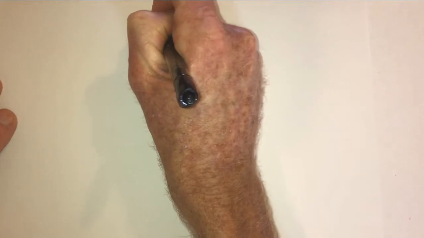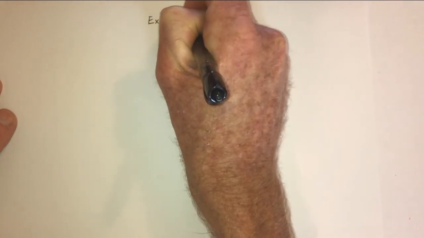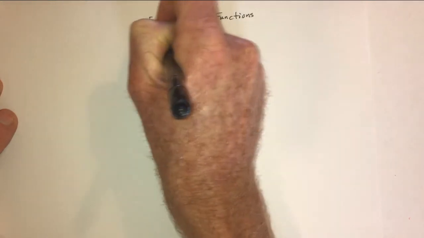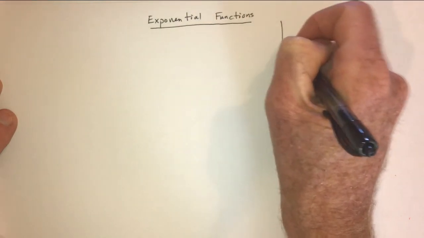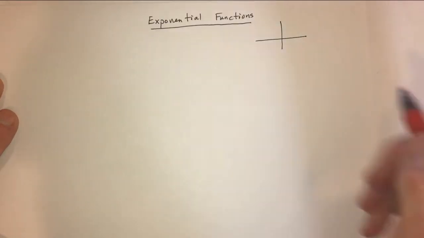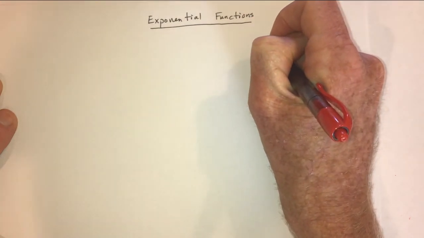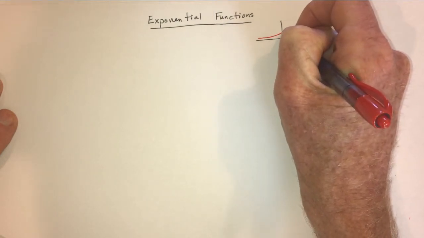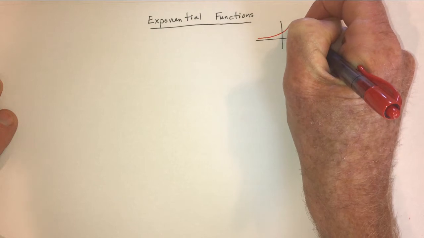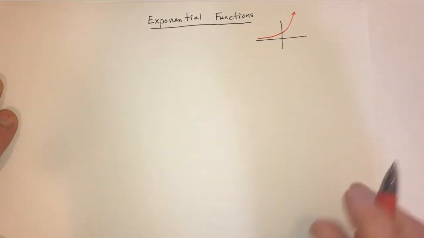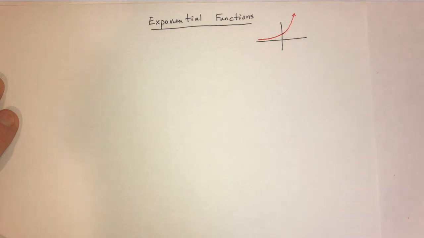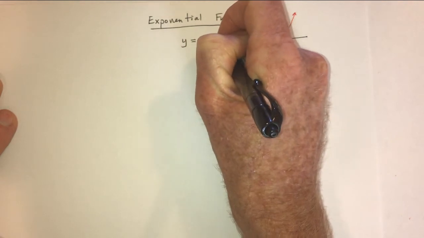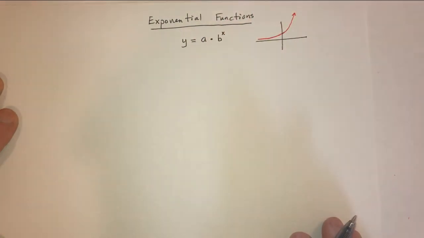Next, exponential functions. So it's very helpful to have an idea of what the graphs look like. And an exponential function looks like this. It starts off very small and it's just barely growing, and then it's going to hit the y-axis and it's going to take off and start growing very fast. That's the general idea with an exponential function. And the general formula is y equals a number times another number that gets raised to x.